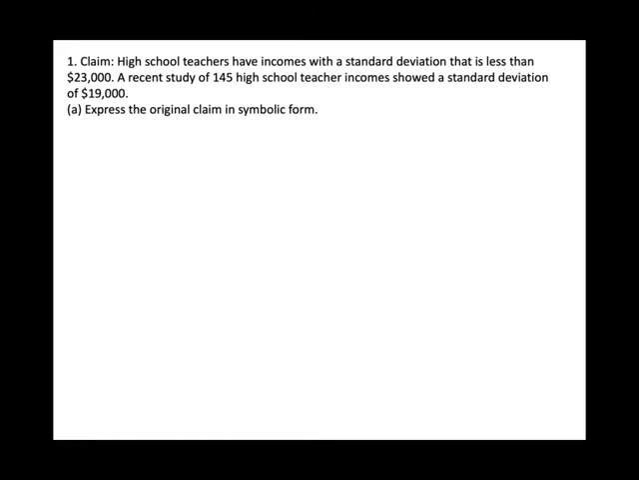Number one, claim: high school teachers have incomes with a standard deviation that's less than 23,000. A recent study of 145 high school teachers' income saw a standard deviation of 19,000. Okay, so I have the claim statement here. When you are working on the original claim, the null and the alternate hypothesis, you only need to pay attention to your claim statement. Only work on your claim statement. So here, the claim statement is going to be your first sentence.